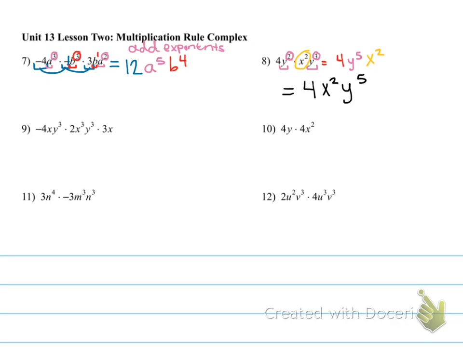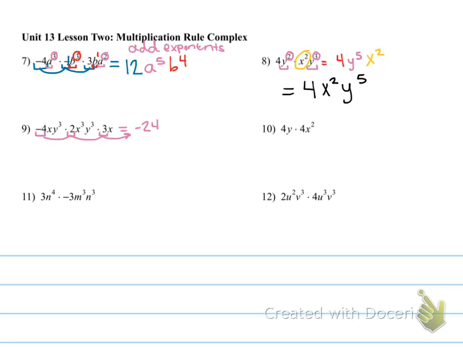All right, on to number 9. Again, we want to take a look at the big numbers that are not the same base first. We can see we've got our -4, and we've got our +2, and we've got a 3. So -4 times 2 we know gives us 8, and then we need to multiply that by 3, which is going to get us a -24. Again, I'm multiplying all 3 of those together because they are different numbers.